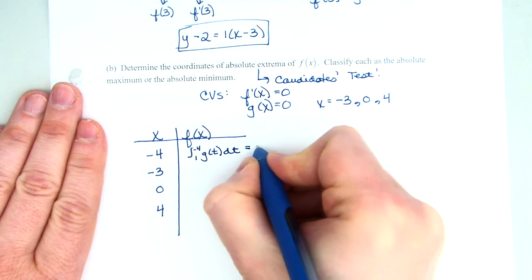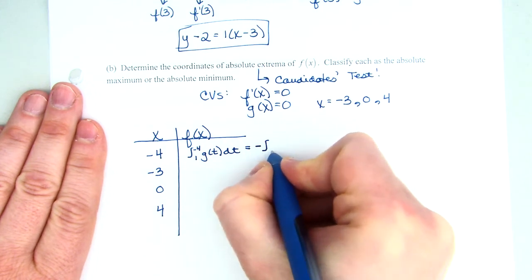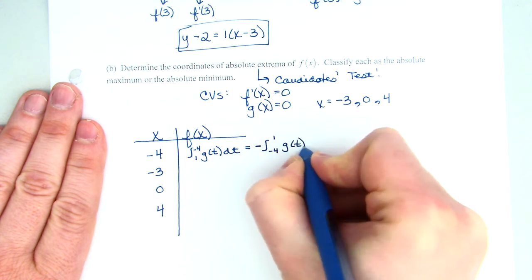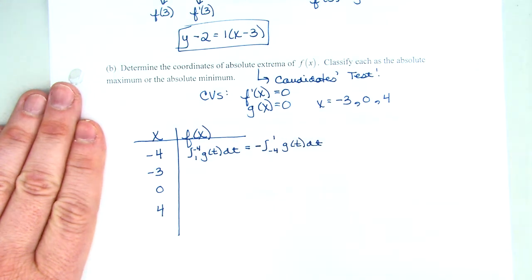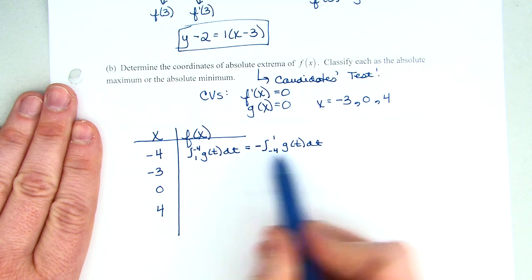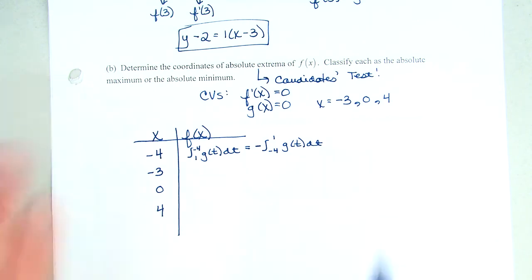I don't think you're really going to do that. I think you're going to really make it negative the integral from -4 to 1 of g of t dt. Take a moment, go find that signed area, and change the sign of it. Tell me what f of -4 is.